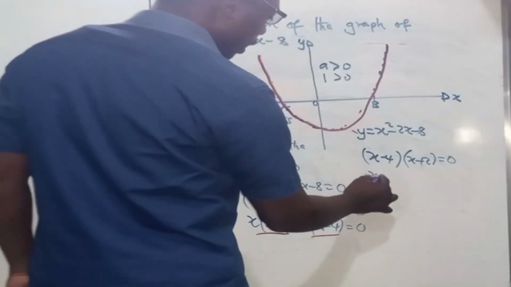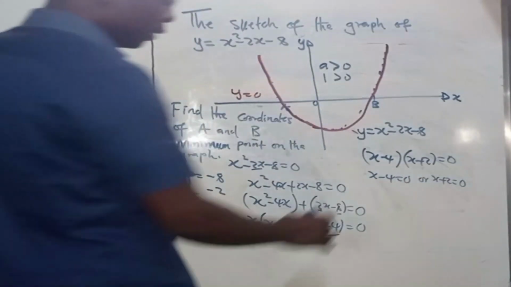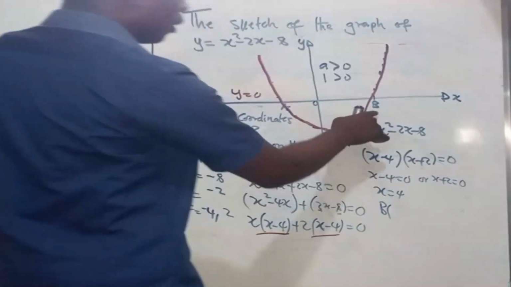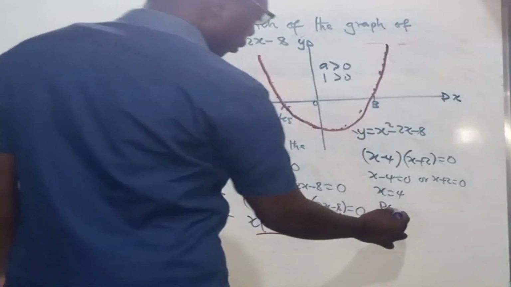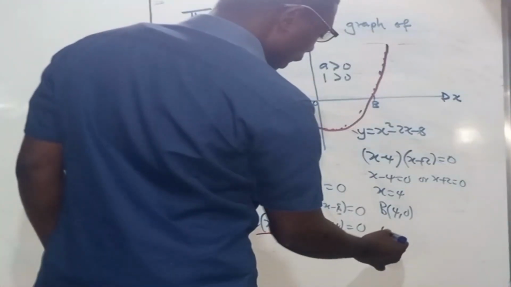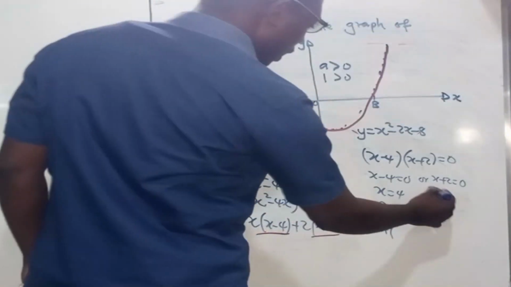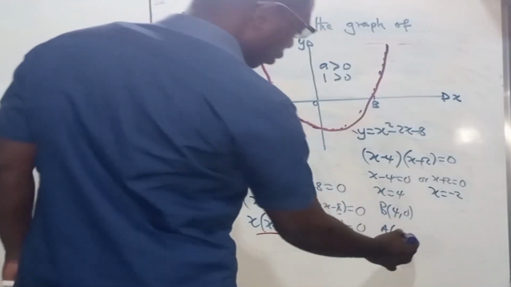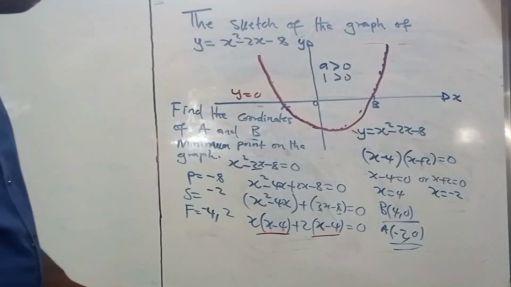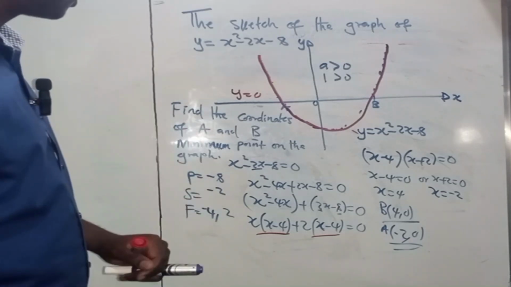Now remember, x minus 4 is equal to 0, or x plus 2 is equal to 0. This gives us x equals 4, implying that the coordinate for b, since it is on the positive side, is (4, 0). Remember that y is 0 at this point. Our a is on the left hand side, so x equals negative 2, and we have (negative 2, 0). This is how we solve these simple and straightforward questions. Do you have any doubts?